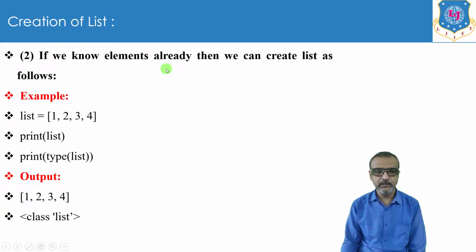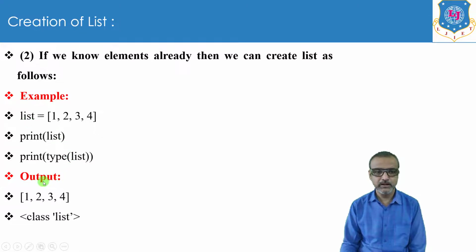If we know elements already, then we can create list as follows. That is example over here. In the list variable we are writing these elements, say 1, 2, 3, 4. If you know the elements already, then you can create the list in this way. Then after print of list will print all the elements of this list, and at the last print type of list will give us the type of the variable list, that is list in this case.